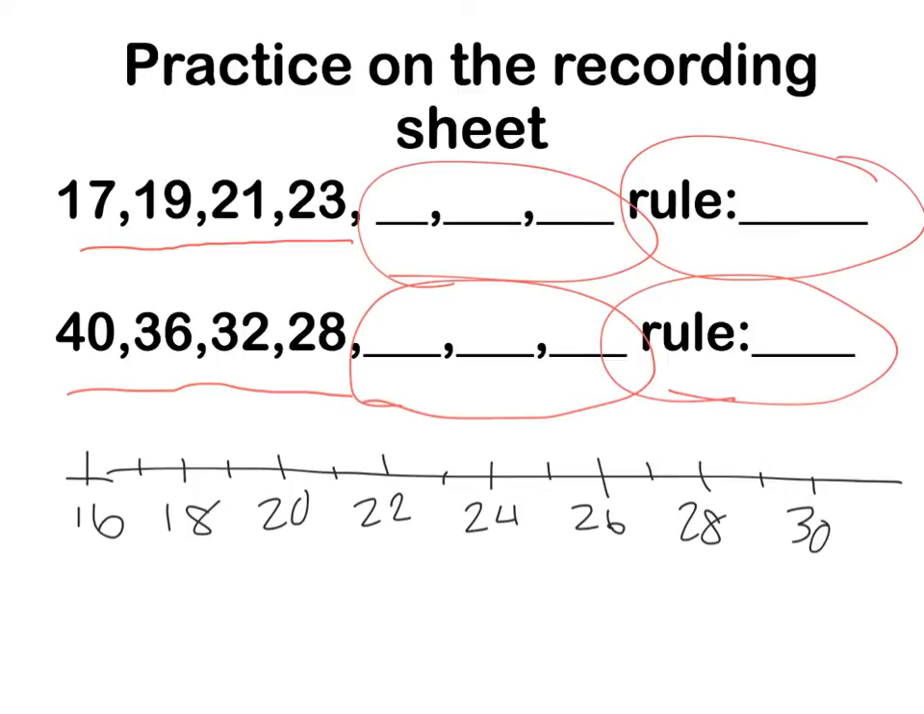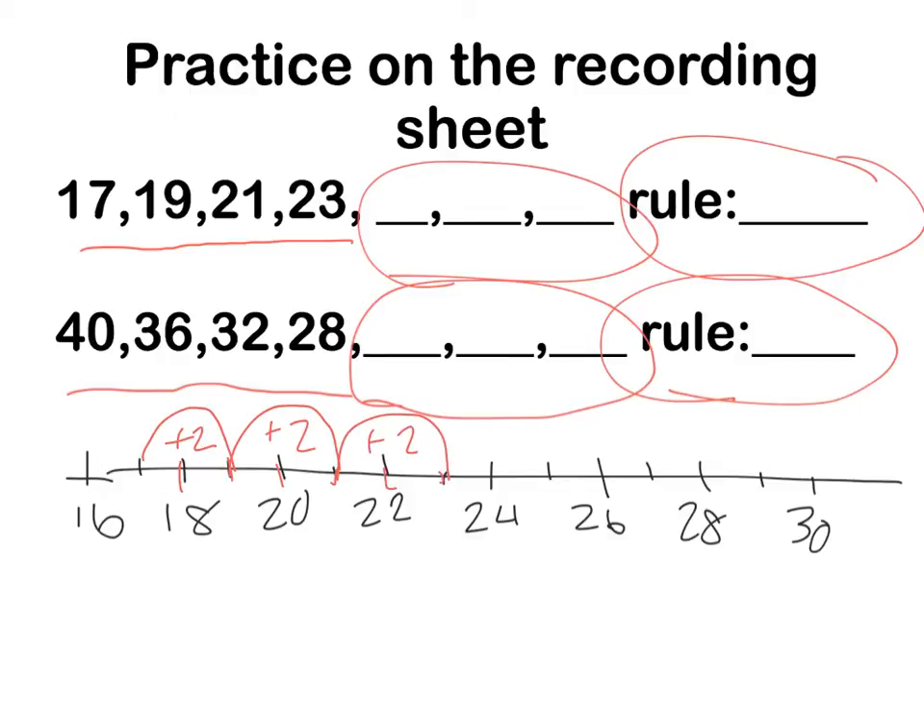So with the first pattern, we're going to start at 17, and we're going to go to 19. Well, if we count the tick marks, that's 1, 2, so that means we added 2 to get from 17 to 19. Then we went from 19 to 21. Again, 1, 2, we added 2. We went from 21 to 23. Count the tick marks. Again, we added 2.